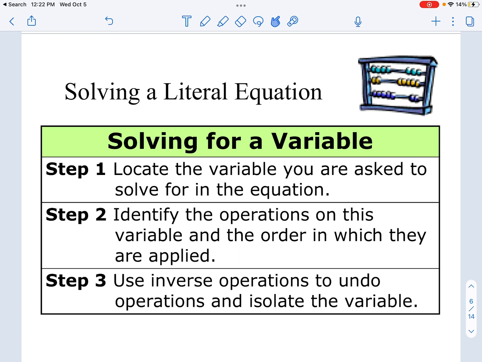So your steps to solving for a variable. Step 1, locate the variable you are asked to solve for in the equation. After locating the variable, step 2, you're going to identify the operations on this variable and the order in which they are applied. After identifying the operations, you're then going to use inverse operations to undo operations and to isolate the variable.